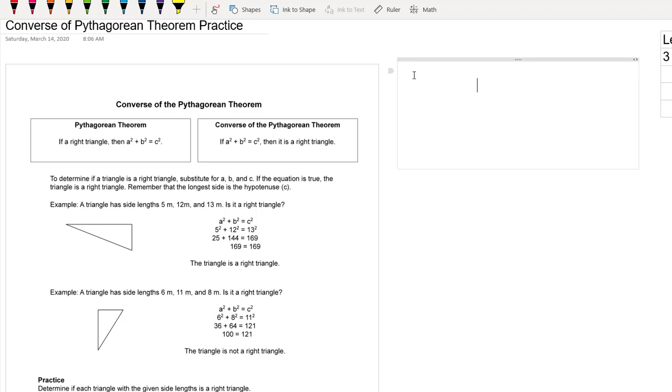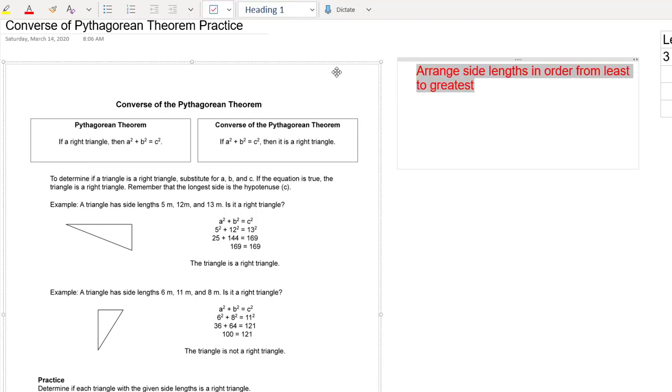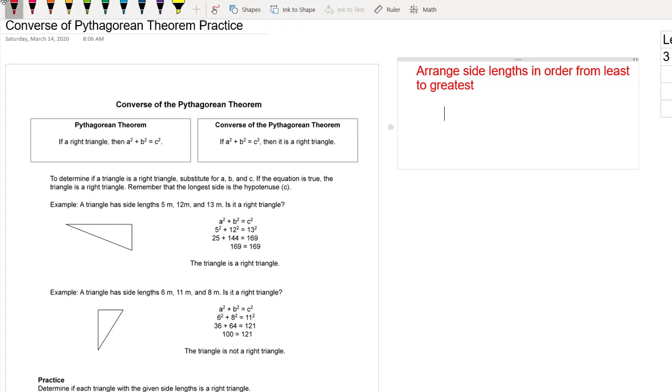So the first thing you're going to do is change the side lengths in order from least to greatest. That's the first thing you're going to do. So on our example here, we've got the numbers 5, 12, and 13. That is already in order from least to greatest, so we didn't have to do anything there.